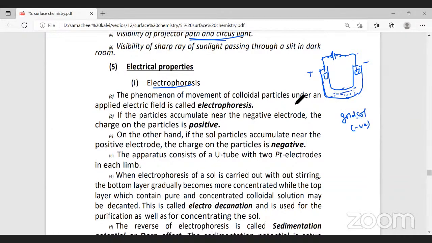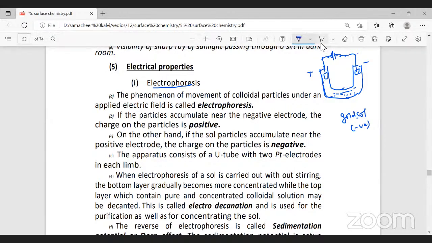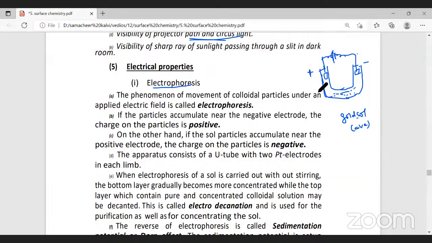Now, this gold sol is taken, and to find the charge of the gold sol, I told you it is negative because by experiment we have found out that it is negatively charged. If you don't know the charge on the gold sol, you take it in a U tube connected to the power supply, anode and cathode, platinum. Now, when you pass current, all the gold sol will move towards the positive electrode. Since the gold sol moved towards the positive electrode, we understand the charge on the gold sol is negative.